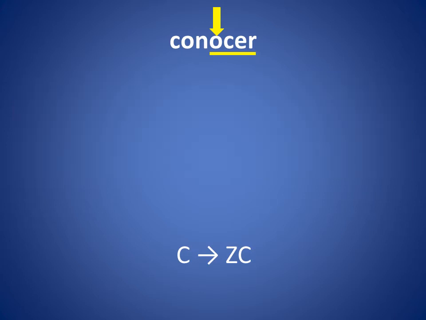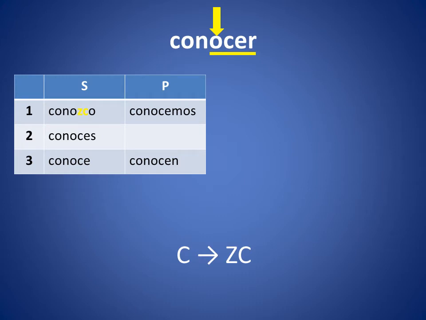The first thing we're going to do is to change the C in the first person singular form of the simple present indicative. We're going to change that C to a ZC, and we end up with conozco, or in Spain, conozco, in the first person singular of the simple present indicative tense. It's not going to affect any of those other conjugations in this tense, or in this mood rather, mood being the indicative, or mode, in Spanish, modo. So that's the one form that's affected.